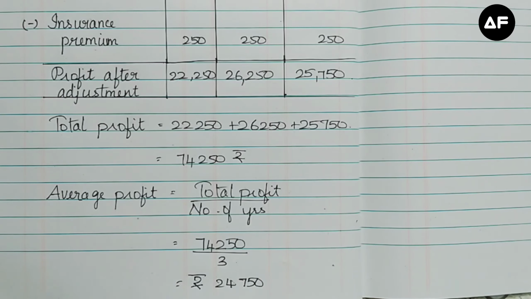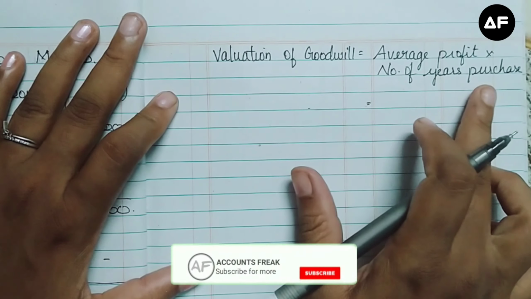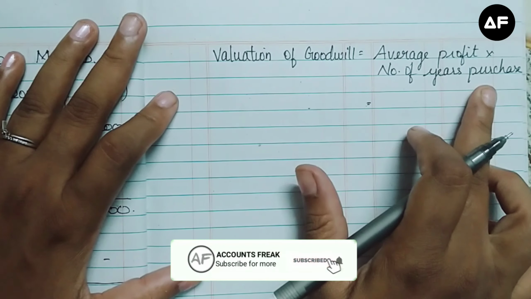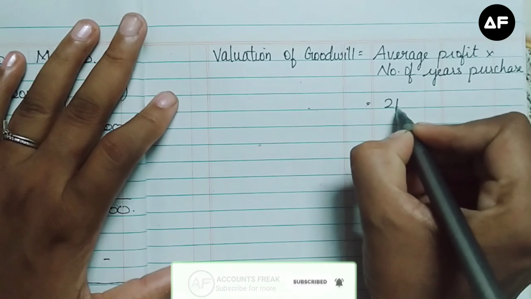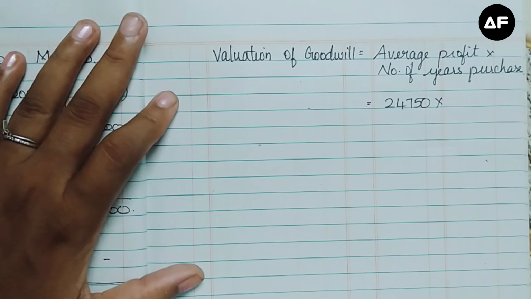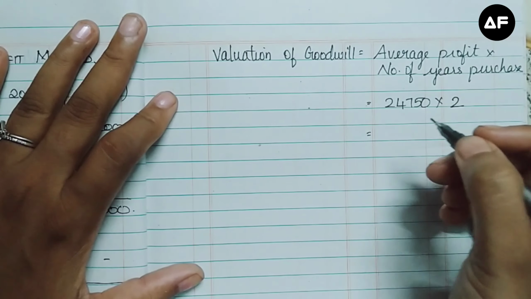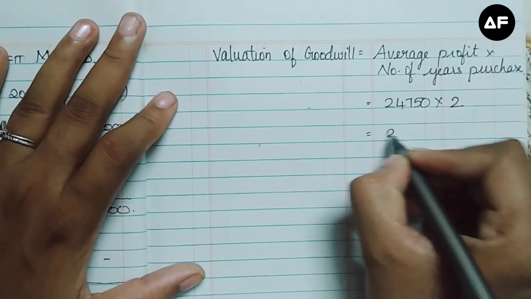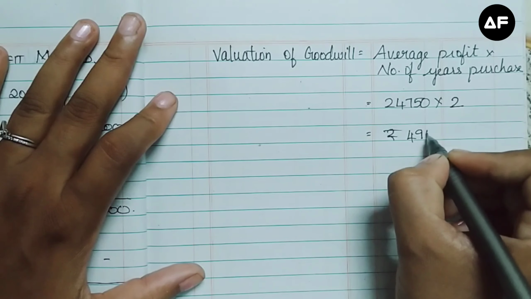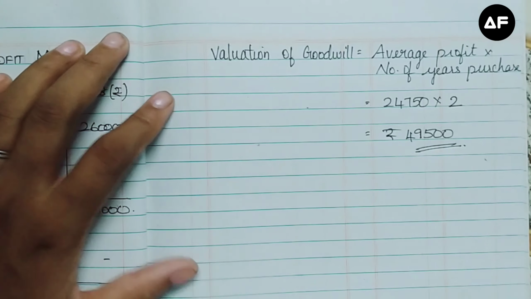Next is the calculation of goodwill. So valuation of goodwill is average profit into number of years purchased. So average profit is 24,750 into the last line in the sum which says that value of goodwill of the firm is on the basis of 2 years of purchase. So the number of years is going to be 2. So 24,750 into 2 years is rupees 49,500, which is the value of goodwill of this particular firm.